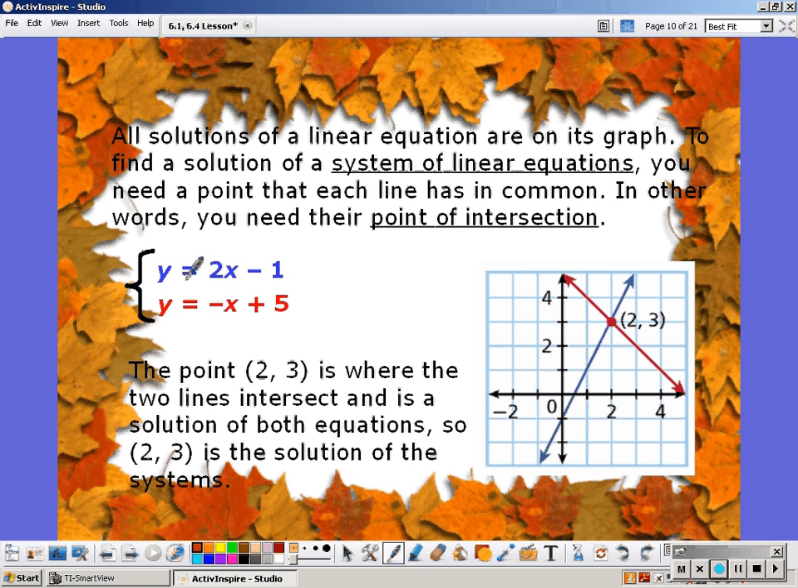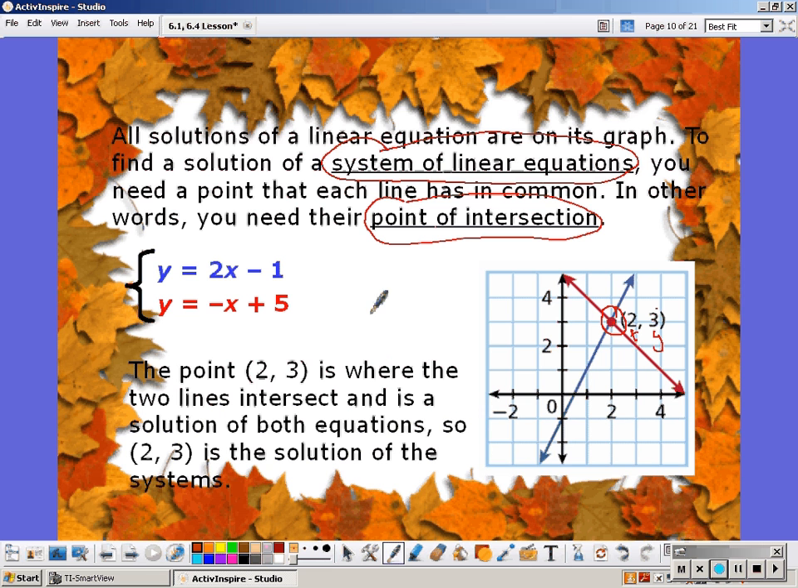So, all solutions of a linear equation are on its graph. And so to find a solution of a system of linear equations, you just graph both the lines and find where they intersect, and that'll be your solution. So first you graph the top line, and you know how to graph a line, and then you graph the bottom line, and then you find out where they intersect, and you get the coordinate of that point where they intersect, and that's your solution. There's your x, there's your y.